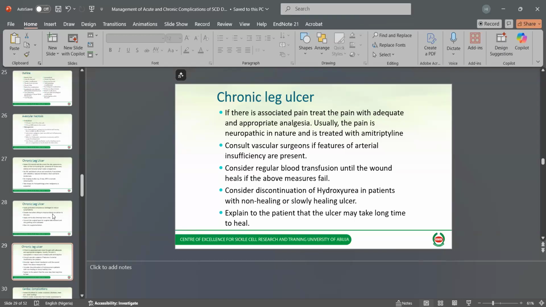So patient education is very important, and the patient should know that it could actually take some time. Some of them is because they have very low PCV, hemoglobin level. And if they have very low hemoglobin level, it will be difficult for that wound to heal. So sometimes you may have to combine with top-up transfusions, to assist in the wound healing.